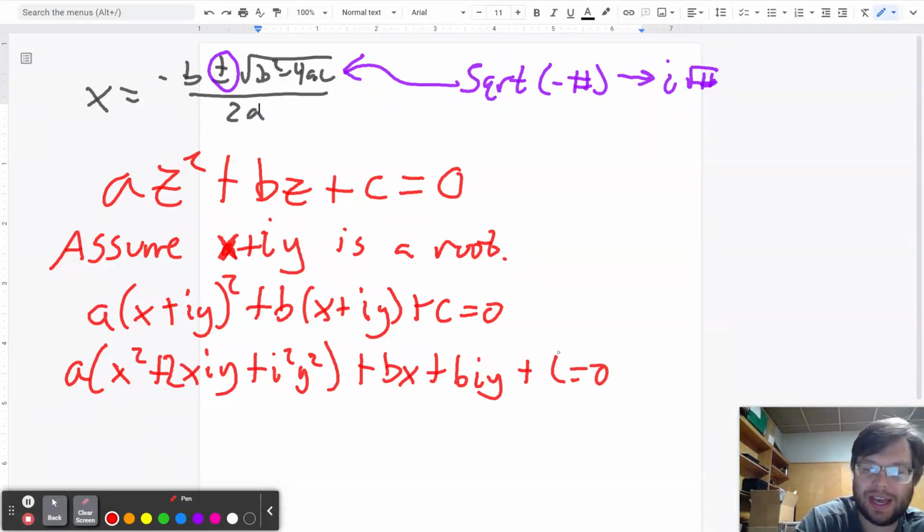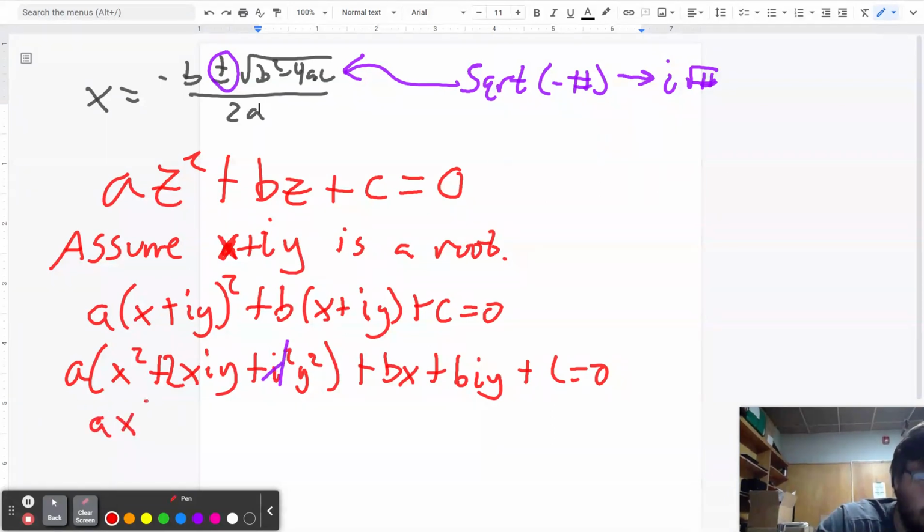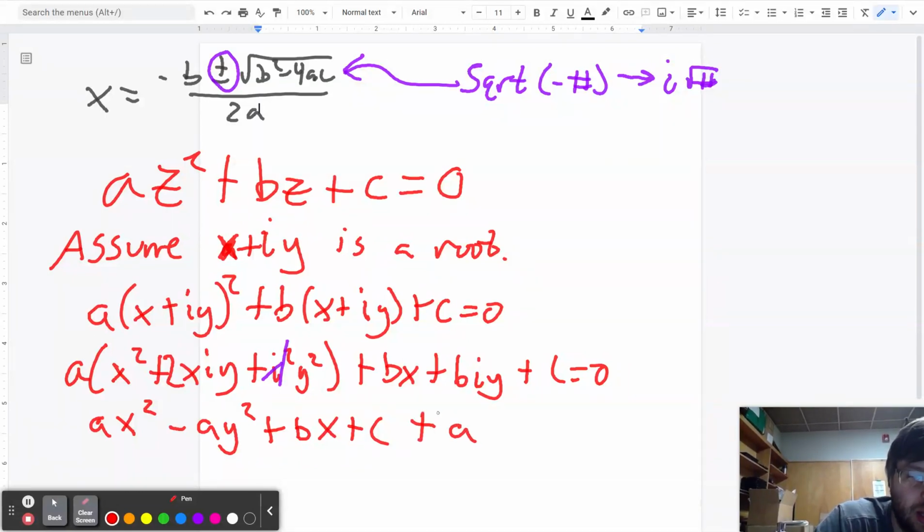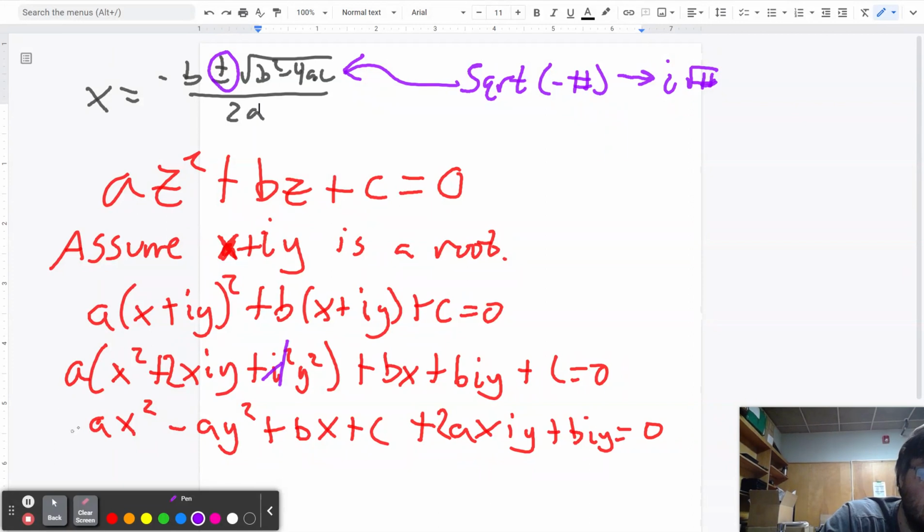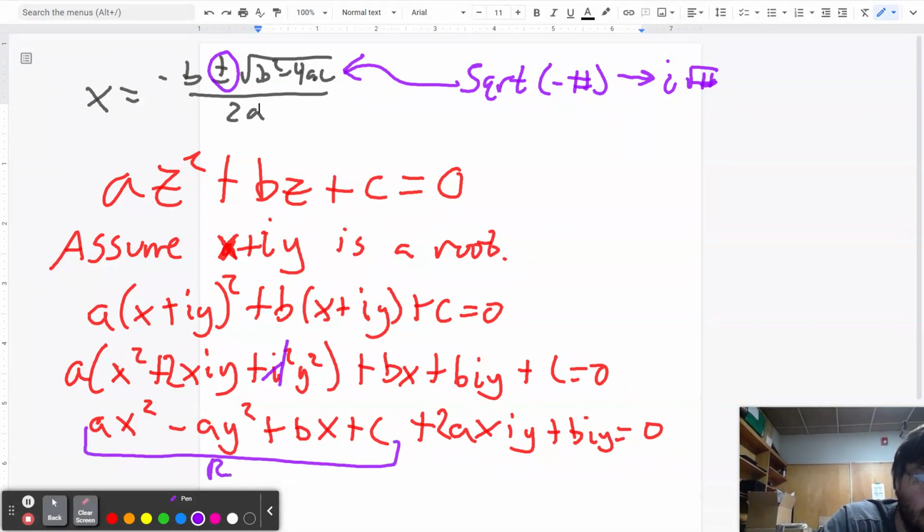And what I'm going to do is gather all the real parts and all the imaginary parts together. So remember, i squared, I'm going to replace it with negative 1. So my real parts are ax squared minus ay squared plus bx plus c. My imaginary parts are 2axiy plus biy, and that's equal to 0. So this chunk right here is the real part, and this chunk right here is the imaginary part.